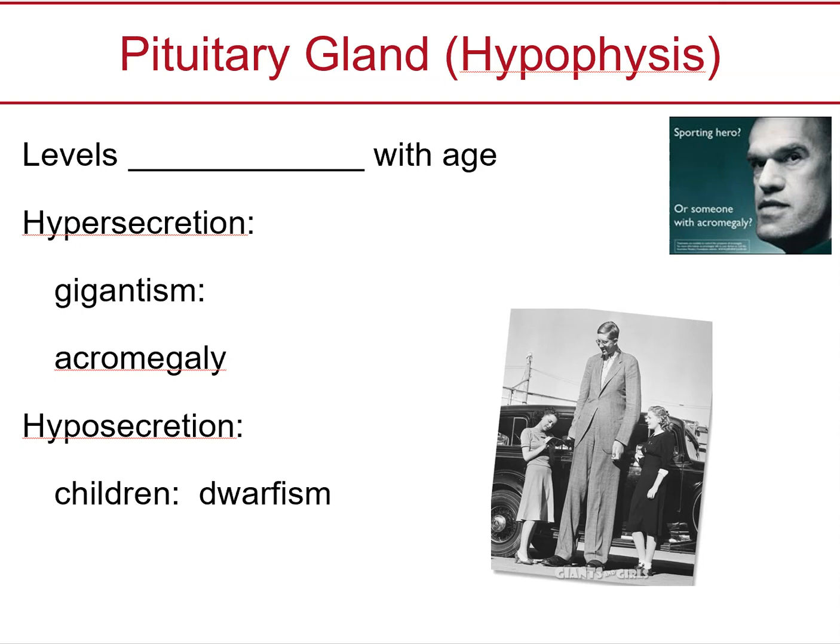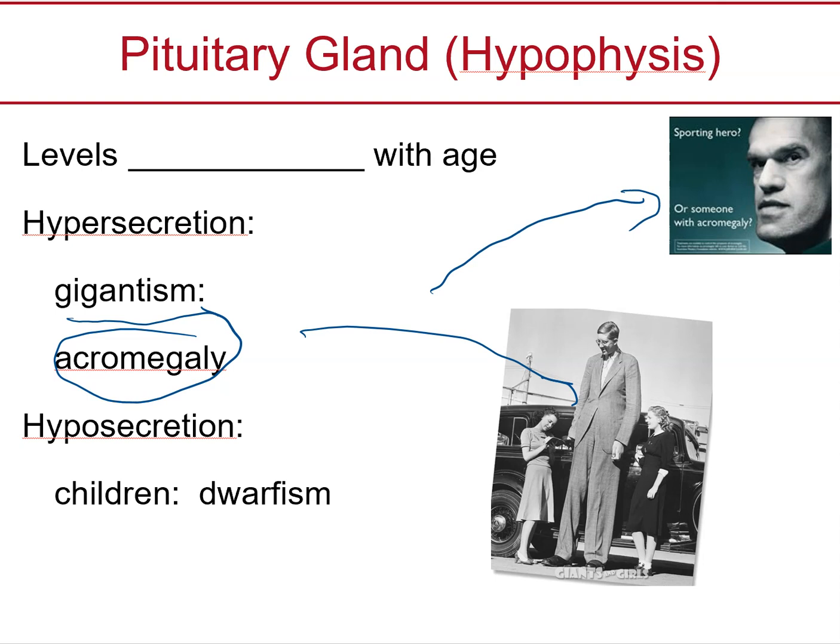Now, too much, too little. Lots of endocrine diseases. We're going to look at hyper and hypo. So hypersecretion depends on when it happens. If it happens before the epiphyseal plate becomes the epiphyseal line, right, before you stopped growing, we get what's called gigantism. So in gigantism, the child keeps growing and growing and growing. You can be 7 feet tall, right? So that is what's going to happen if it's before the epiphyseal line forms.